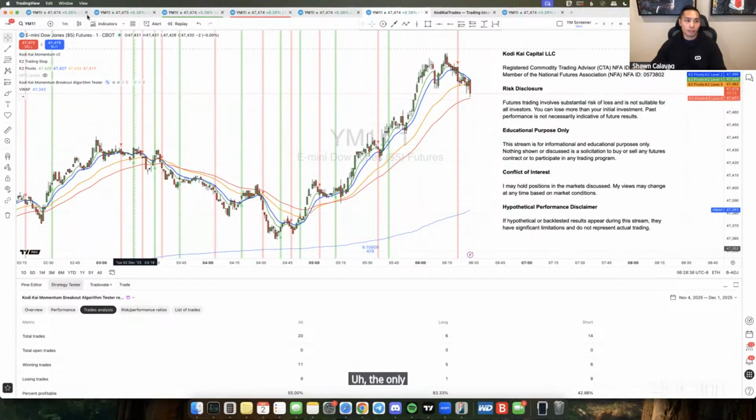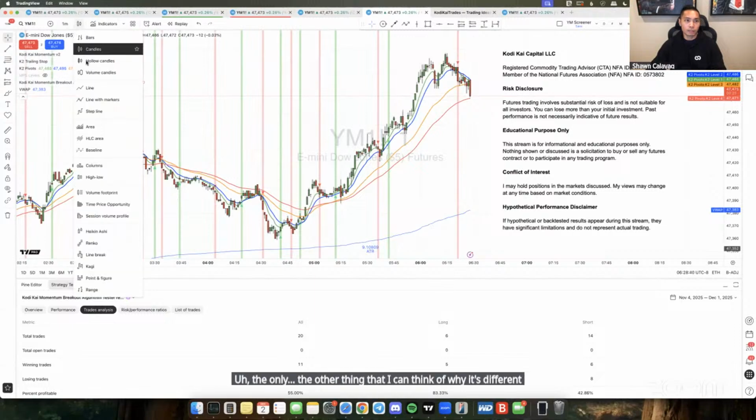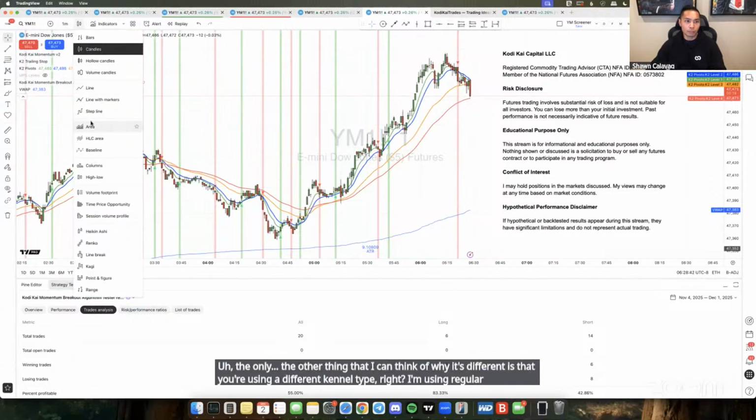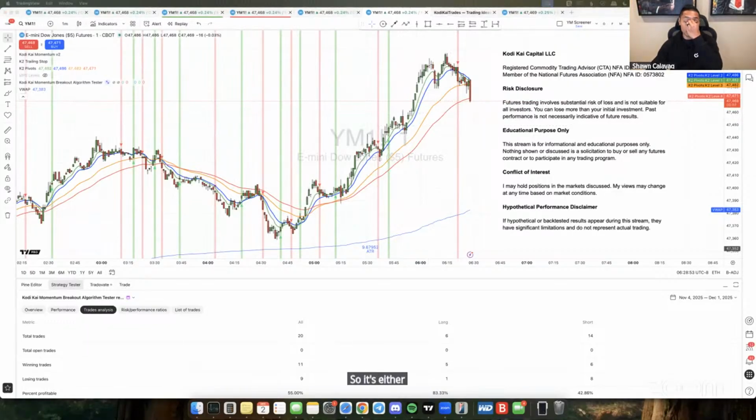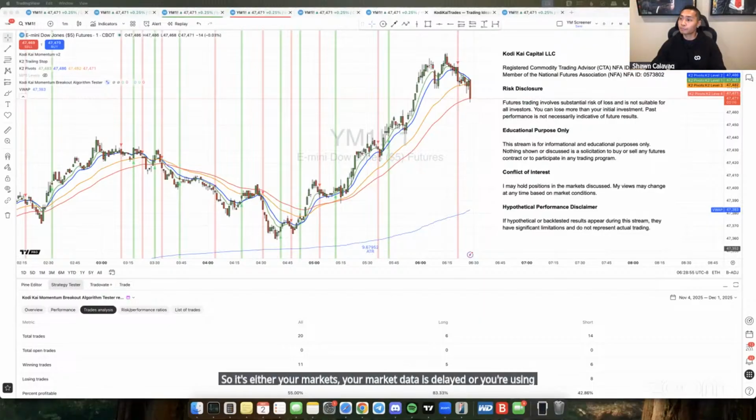The other thing I can think of is that you're using a different candle type. I'm using regular candles. You might be on Heiken Ashi, or you might be on something else here. That's the main reason why your candles would look different. Otherwise, it should look exactly the same. So it's either your market data is delayed or you're using a different candle type.